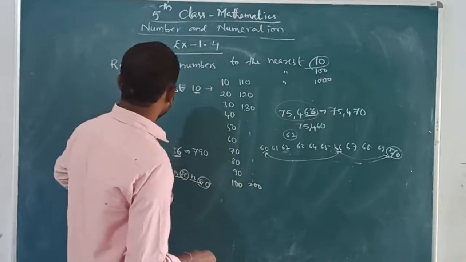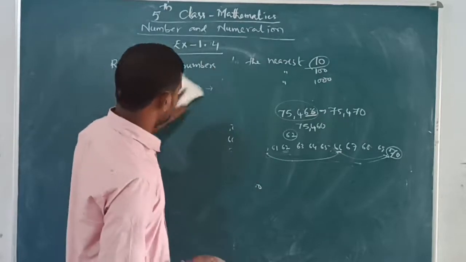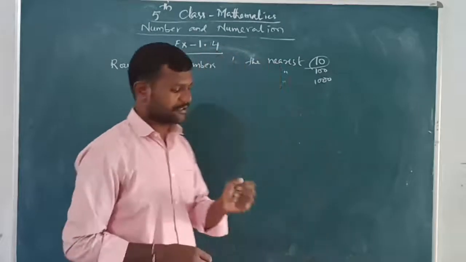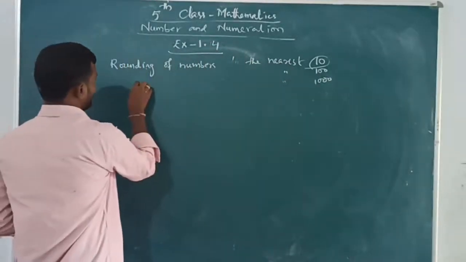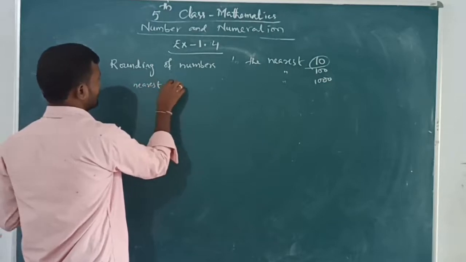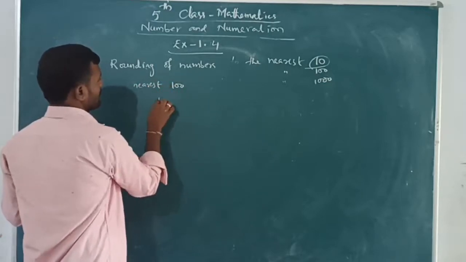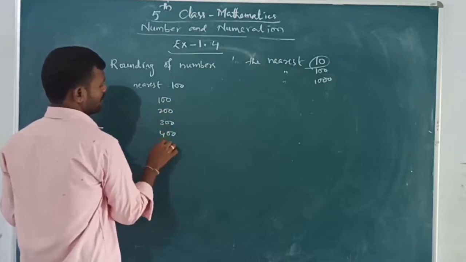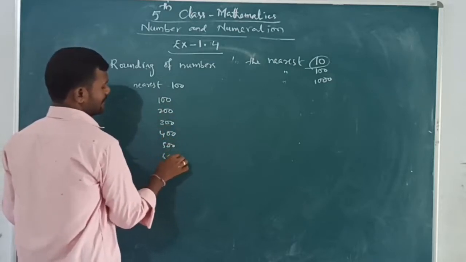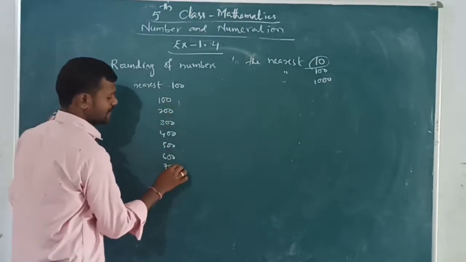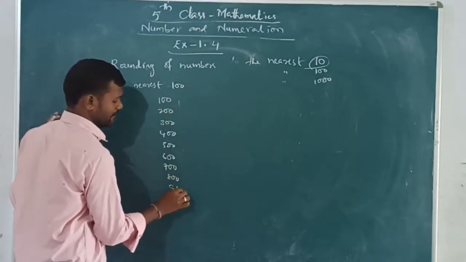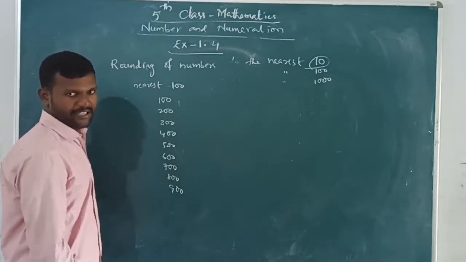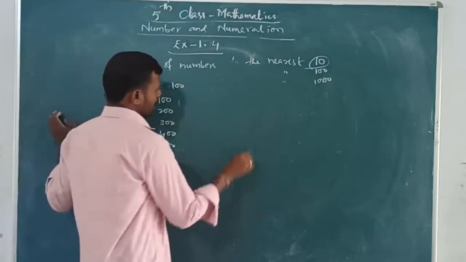And next, round off the numbers to the nearest hundreds. What are hundreds? Nearest 100s are 100, 200, 300, 400, 500, 600, 700, 800, 900. These are the nearest hundreds.